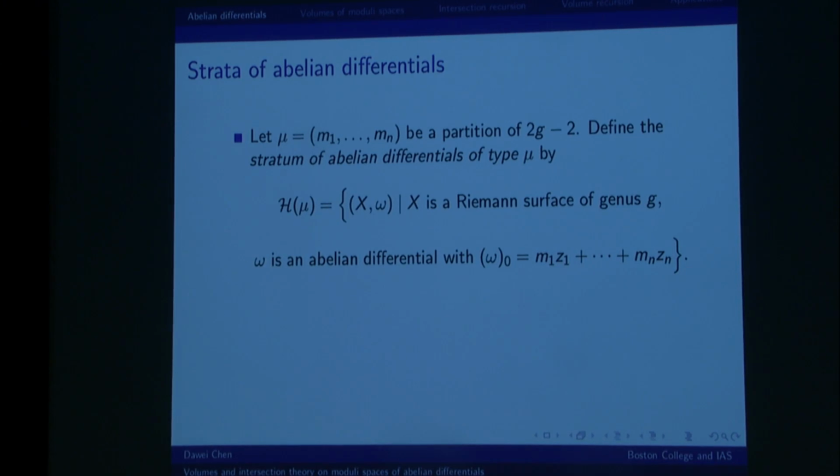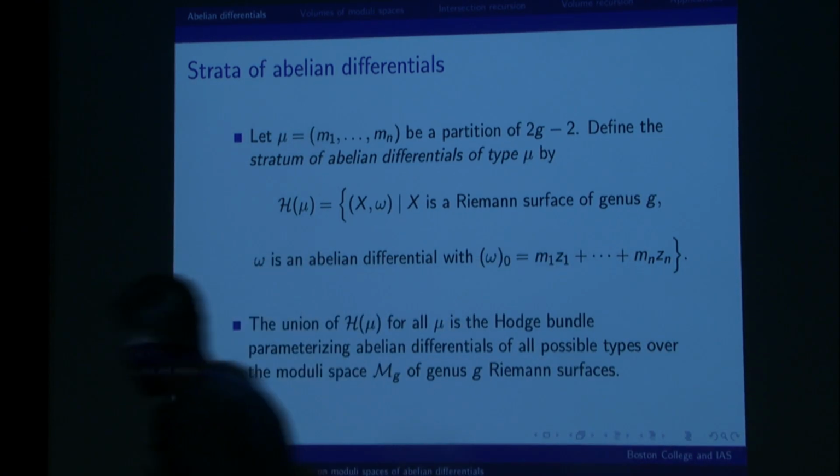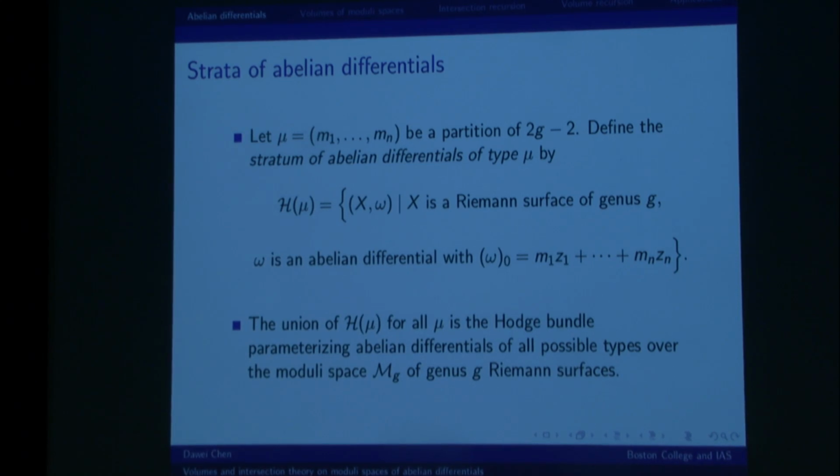So far, this is only a set. So why do I call them strata? Well, if you consider the union of all of these H mu, regardless of zero type, but fixed G, what you get is the following, maybe rather more familiar object.